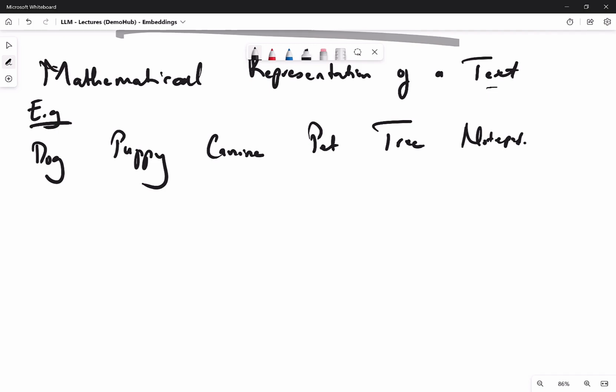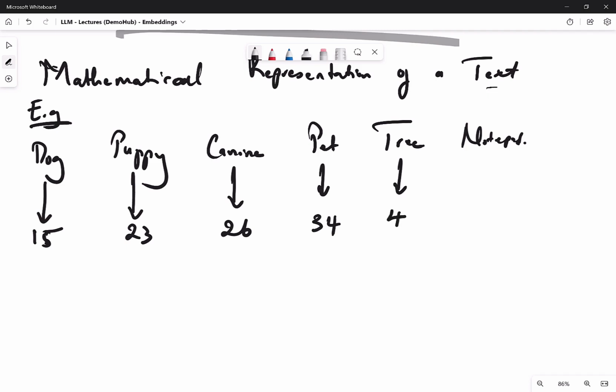To do that, I'm going to assign some numbers to it, and then we'll explain why we assigned the numbers that we did. For a dog, let's assign a number. Let's convert a dog in textual form and give it a mathematical representation, which is a number. In this case, I'll give it the number 15. And we'll explain why 15. Then the puppy, 23. Canine, 26. Pet, 34. Tree, 41. And notepad, 52.